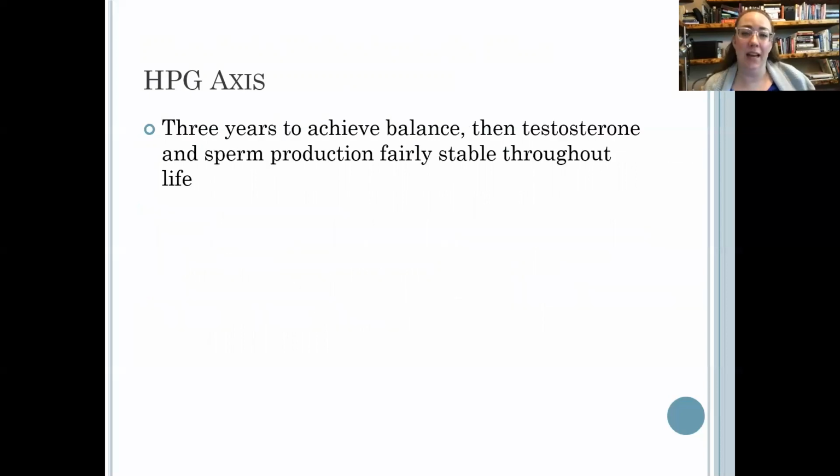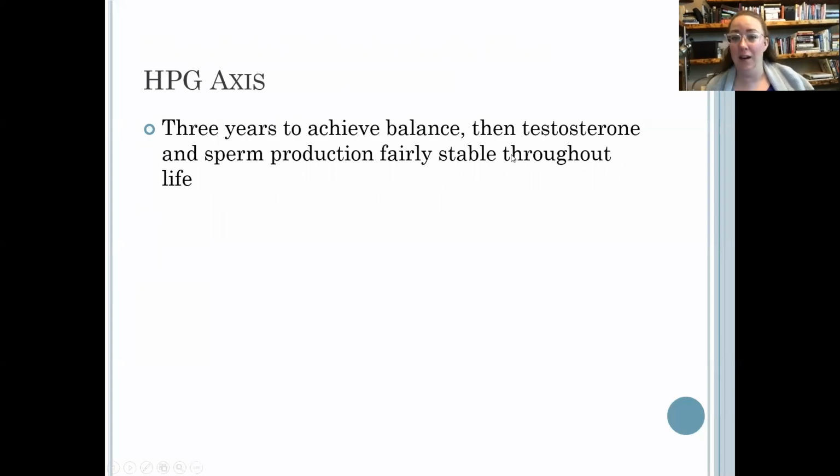Now, once puberty hits, and we all know puberty is one of the most awkward times of our life, right? It takes about 3 years for balance to be achieved. And, you know, you've got the voice changes that are happening. You have a lot of secondary sex characteristics developing. Hair is starting to grow, you know, different things that are happening. But it takes about 3 years to achieve balance.